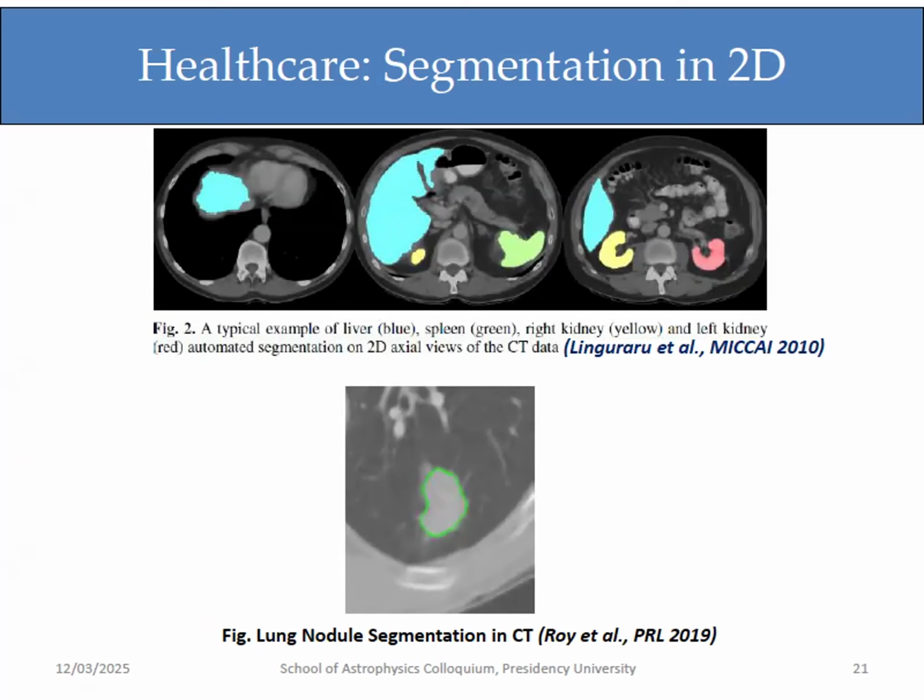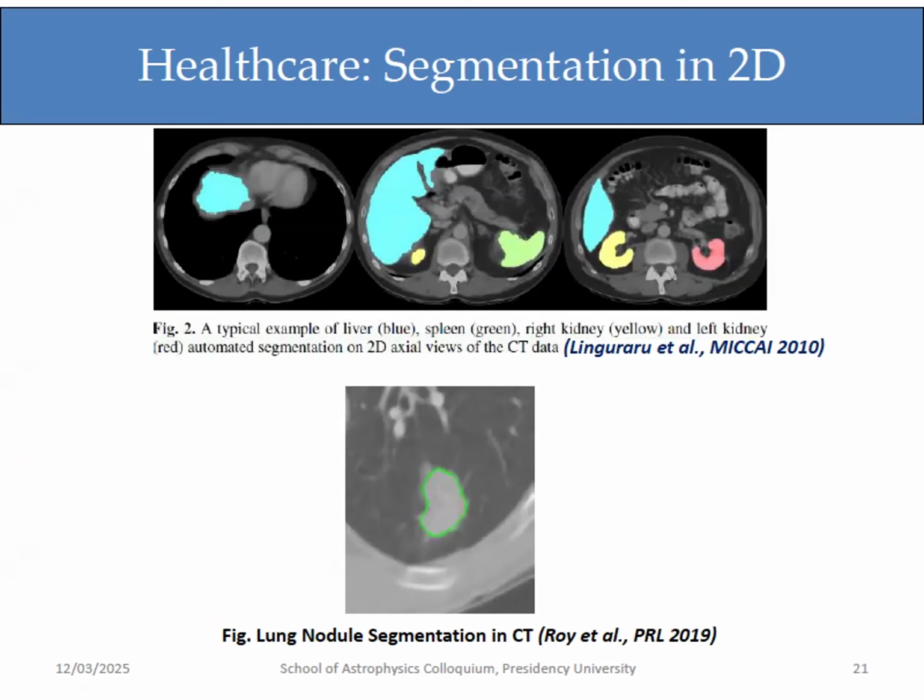Below, there is an example where one of my former PhD students worked on lung nodule segmentation. Given a CT, how can you segment a lung nodule? These lung nodules are precursors of cancer. Once you segment it out, you can check whether it's benign or malignant. We have been doing that work with the National Cancer Institute. So this is one example.